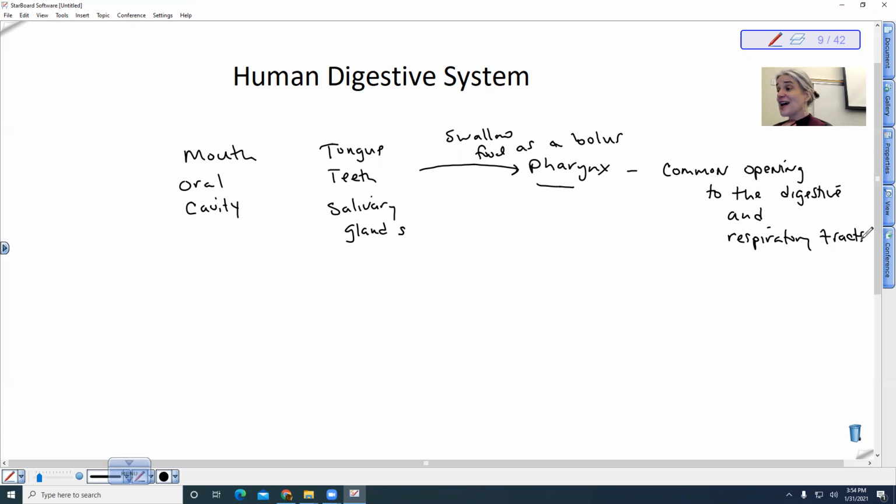Sometimes they do create a separate opening by doing a tracheotomy, where they put a hole in your trachea so you can breathe directly, but we're kind of limited. Insects do not have this problem. Their mouth is not the opening to their respiratory tract. They have holes along their abdomen called spiracles that they use to breathe, and their mouth is just for food and liquid. So that is a difference between chordates and other types of organisms.